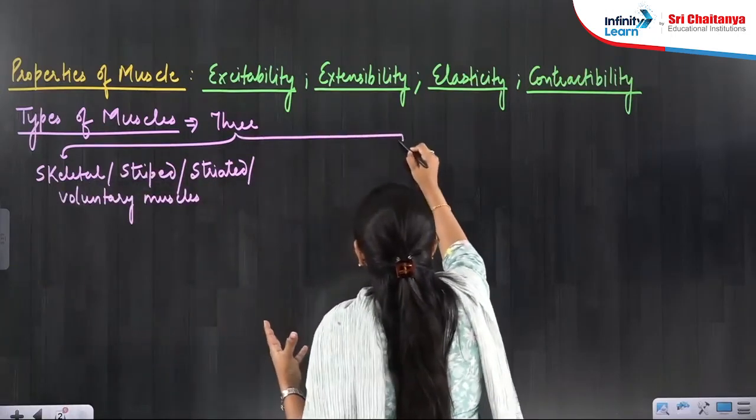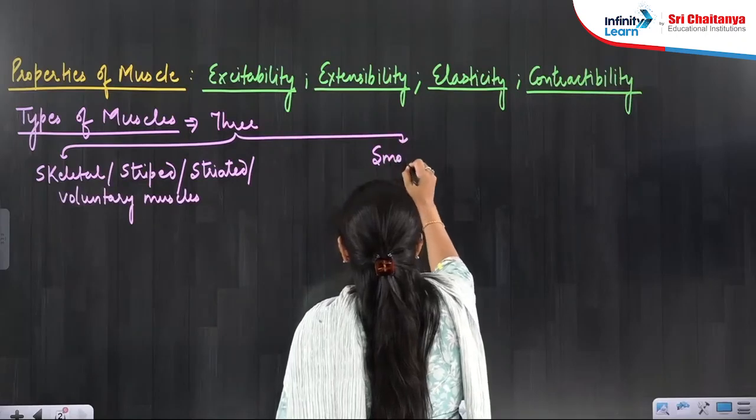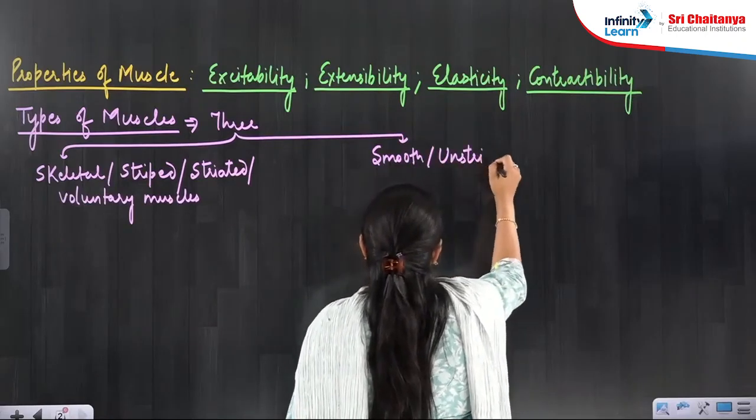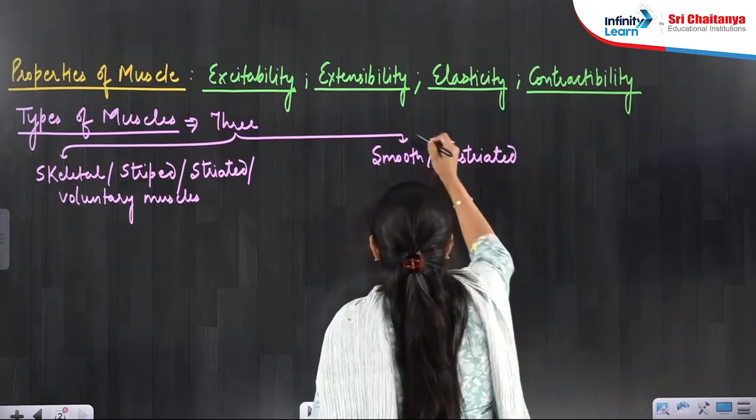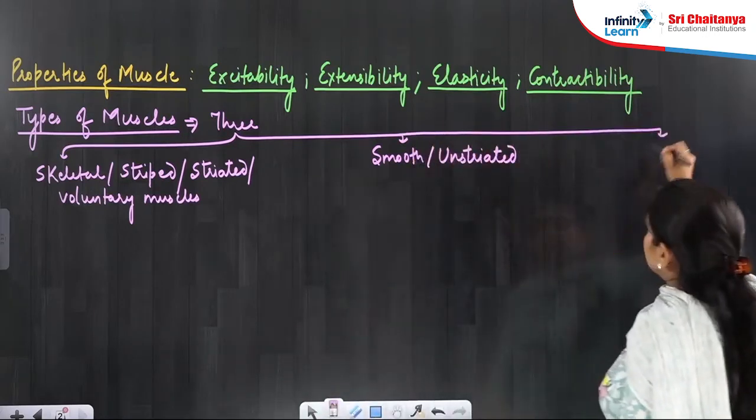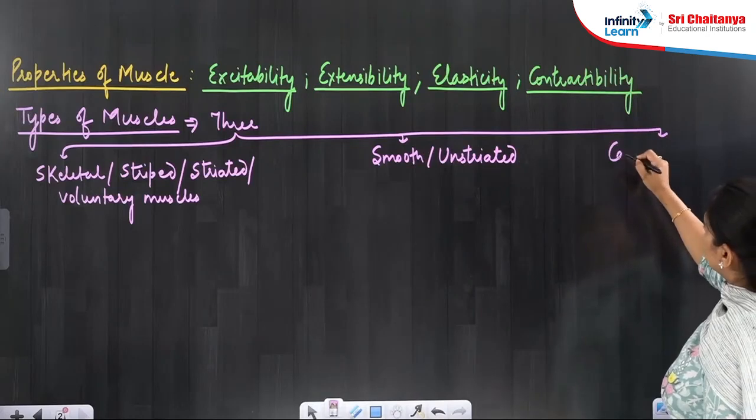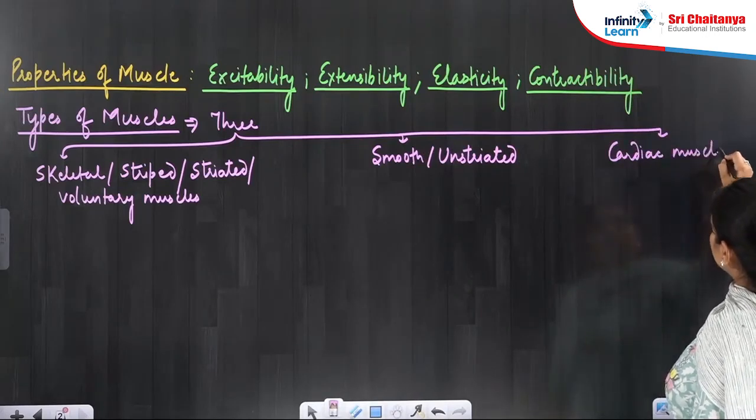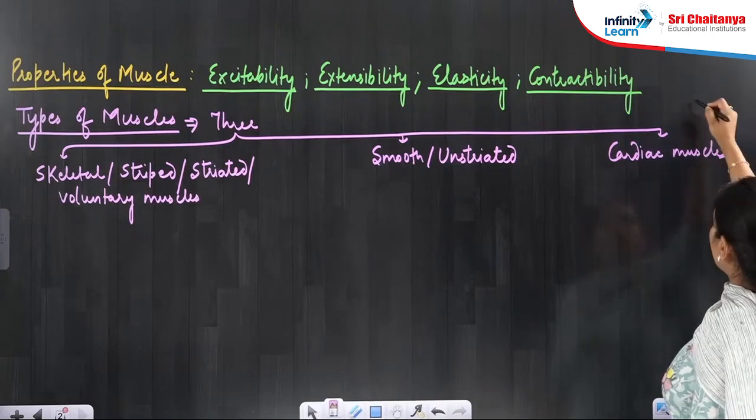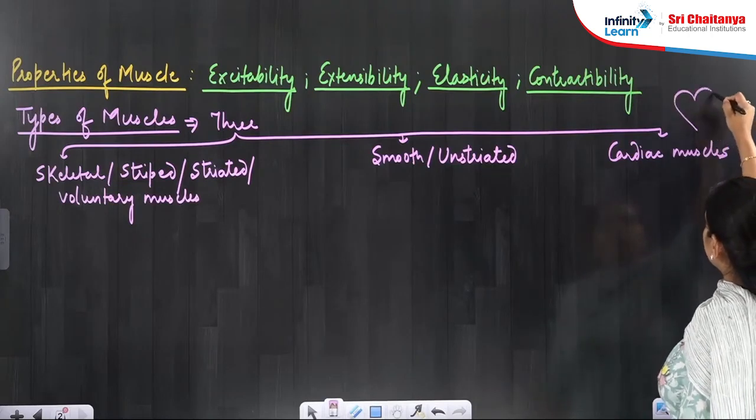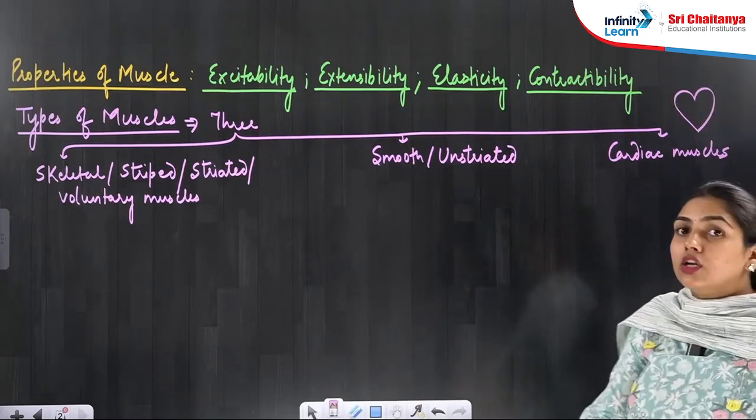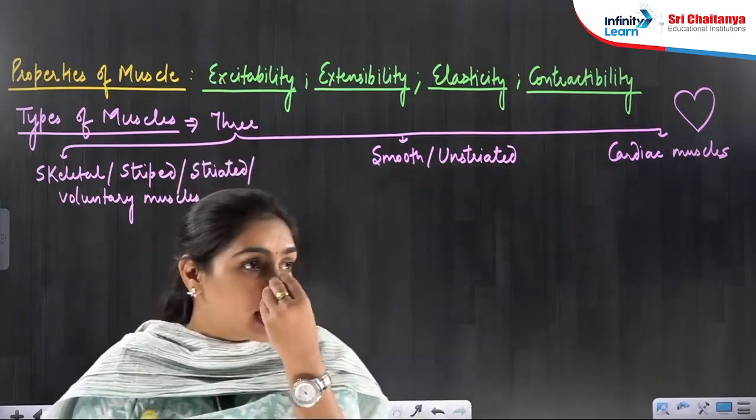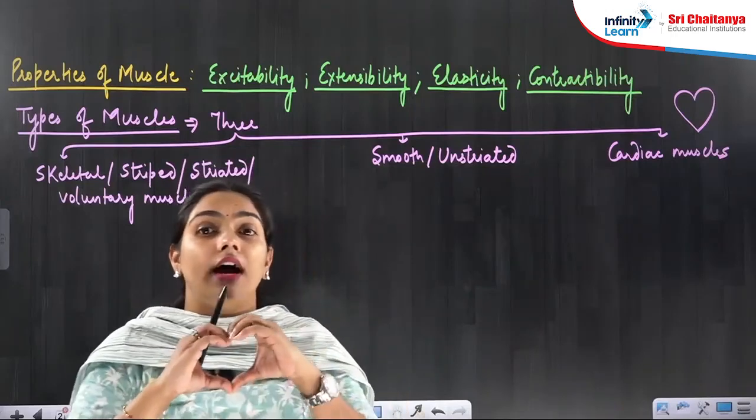Next is smooth muscles. Smooth muscles, we can call them unstriated muscles. Then the third one is cardiac muscles. Cardiac muscles are only and only present in your heart. They are not present anywhere else. They are very special muscles. They are the muscles of the heart.